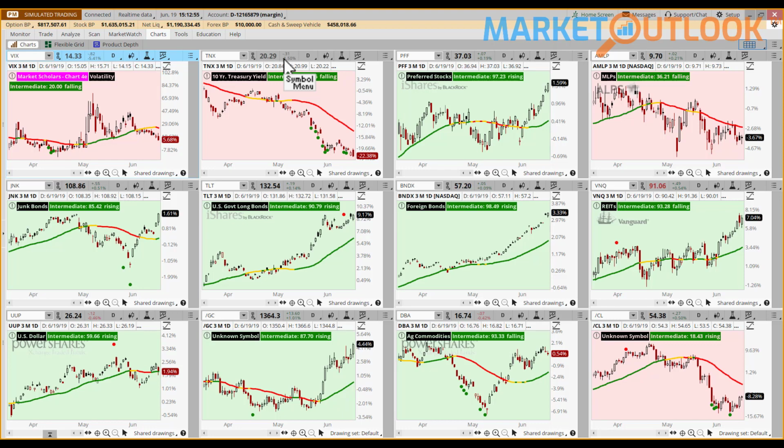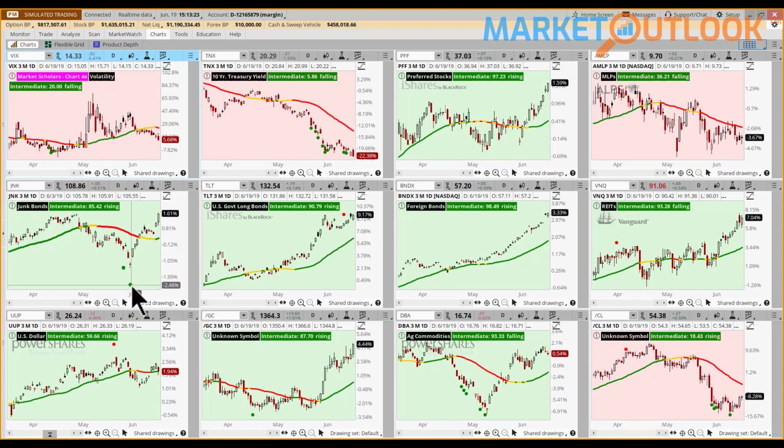Other things to be aware of, preferred stocks really took off today. In fact, a lot of the interest rate sensitive areas did quite well. So preferred stocks took off. That was a very nice candle right there. New multi-month highs on PFF. We're close. We might even be there. Let's see. Yeah, I think we are at new highs on junk bonds as well. Notice junk bonds were up 0.51%. So JNK is now at new 3-month highs.